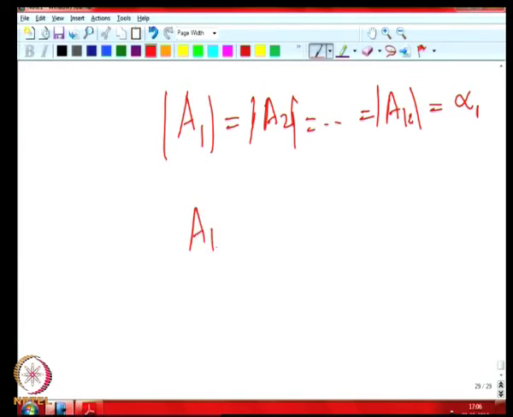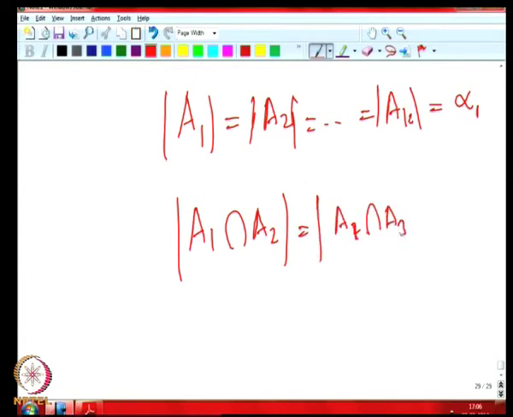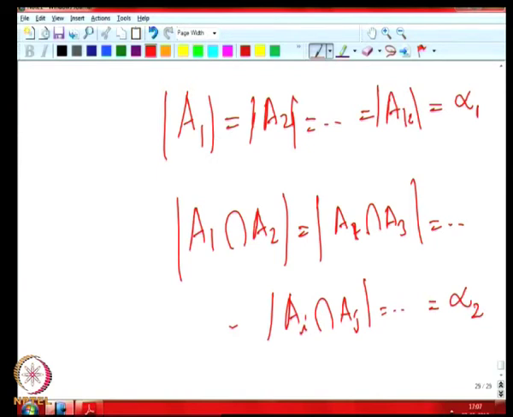Now A1 intersection A2 is equal to A1 intersection A3 and so on, all AI intersection AJ. If you take any pair and take the intersection, and this happens to be the same, say alpha 2. In some problems, because of the structure, it may so happen that whichever pair of sets you take, their intersection is going to have the same cardinality. It may not depend on which two sets, it will only depend on the fact that there are two sets whose intersection you are considering.